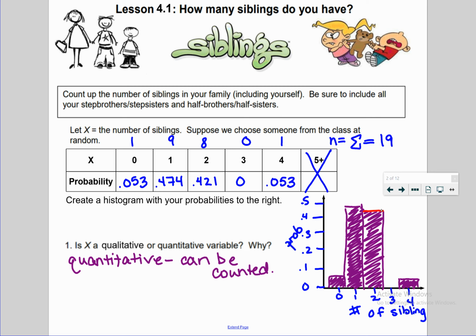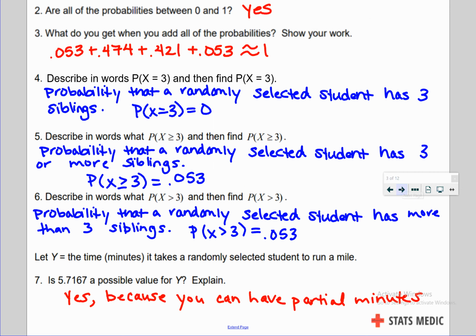Okay. At the bottom of your paper, your calculations ended up being pretty easy, especially because nobody in here had 3 siblings, so you see a lot of kind of similar answers. So are all probabilities between 0 and 1? Yes, as any probability should ever be. When you add all of these up, you get approximately 1. When I added them up, I got like 1.001 because of rounding, but it should give you approximately 1 when you add up all the probabilities in one of these tables.